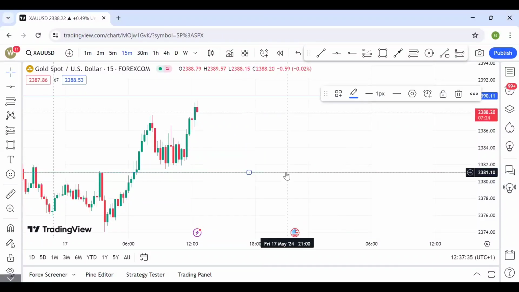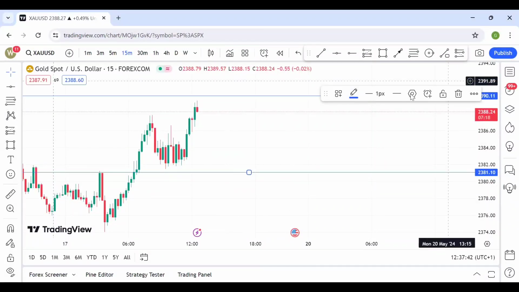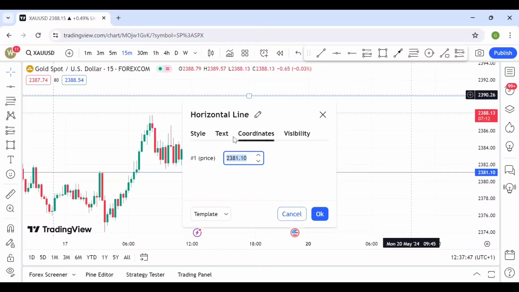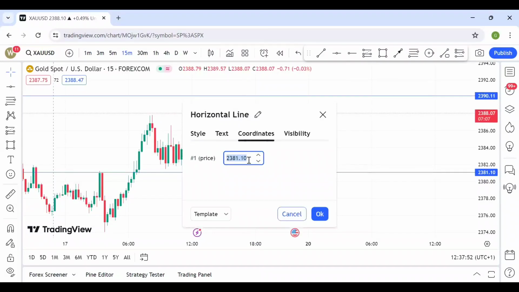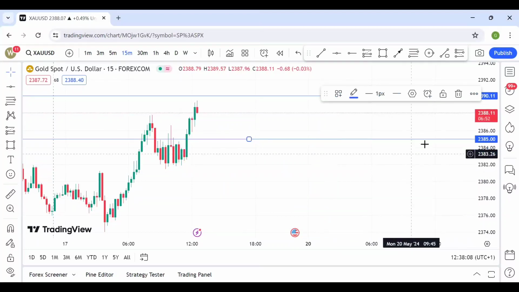Once you click on the horizontal line which you selected from the left hand side, these options will pop out. You click on settings, then come to coordinates. The current value is 2387, so the nearest round number to this current value of gold is 2385.00. You click OK. You can see this is the nearest round number to the current value of gold.